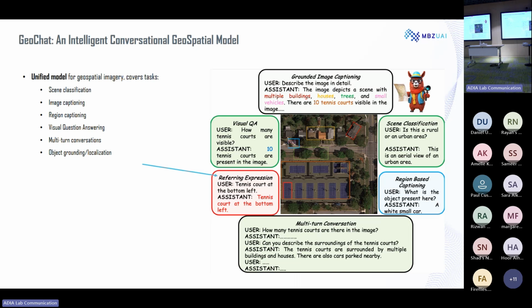For example, when the user gives a prompt, such as tennis court at the bottom, the goal here is to give the bounding box coordinates, for example, this red box, based on the query of the object.